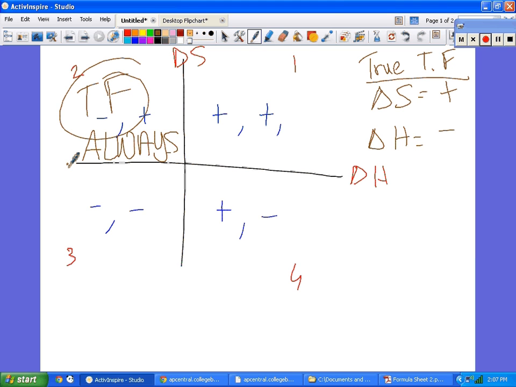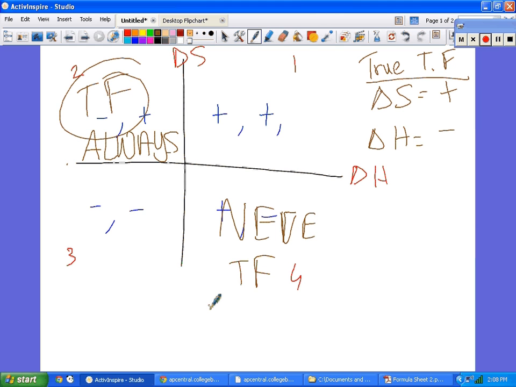Okay. Let's go to quadrant 4. Now delta S has become what? Negative, and delta H has become positive. That is the complete opposite of what we desire. So what does that mean in terms of thermodynamically favorable? Never. Never TF. When it's a negative delta S and a positive delta H, both of them are opposite.